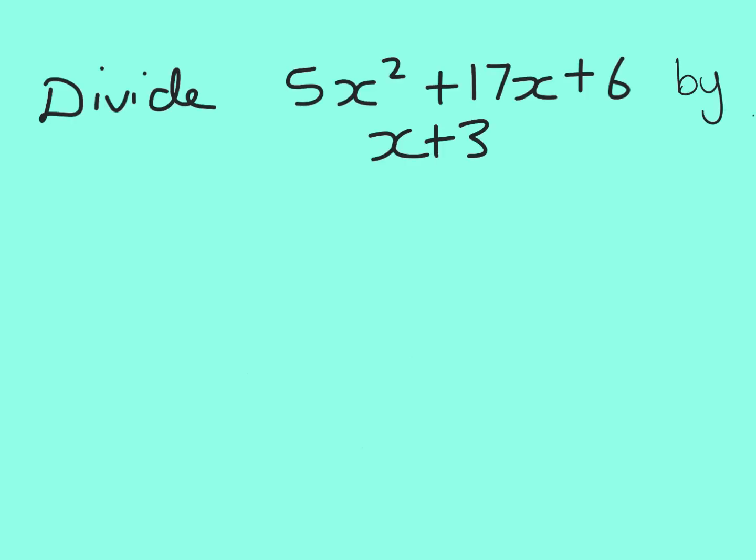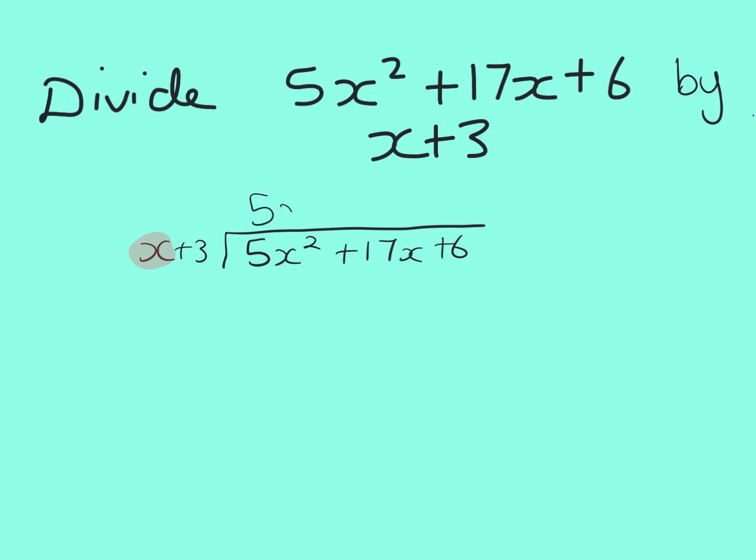So I'm just going to go through a few examples of questions. So I have 5x squared plus 17x plus 6, and I'm going to divide that by x plus 3. Okay, so again I start off with my very first term, which is x, and I ask myself, what would I multiply by x to get 5x squared? So I know that I would multiply 5x by x to get 5x squared.